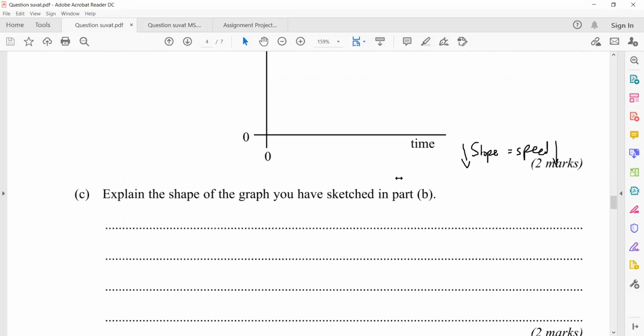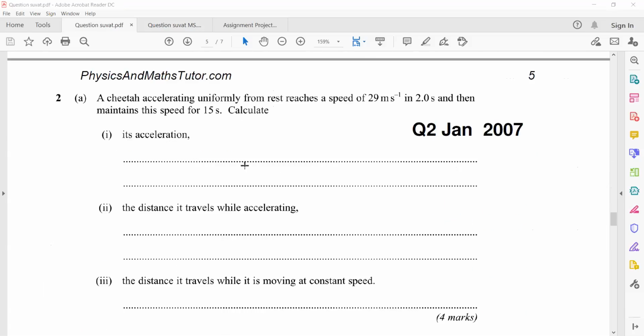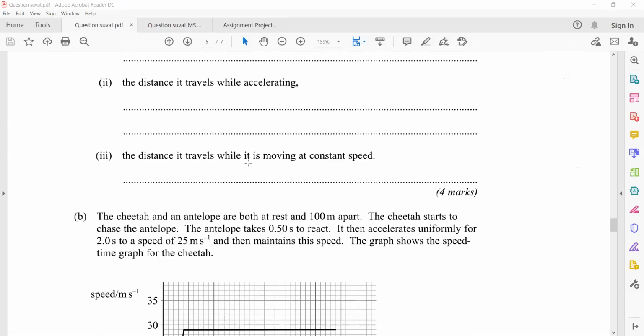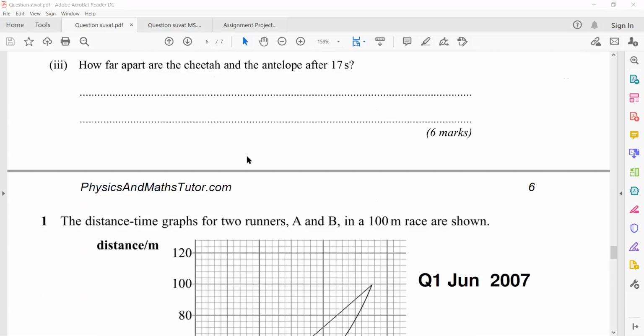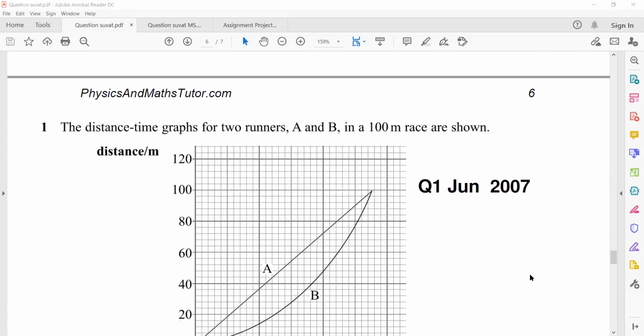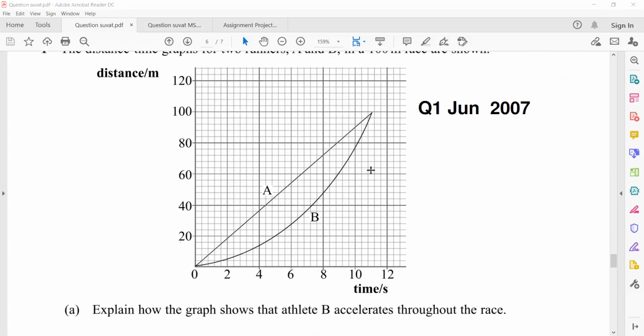Then question, page 6, question 1b. Page 6, question 1b.